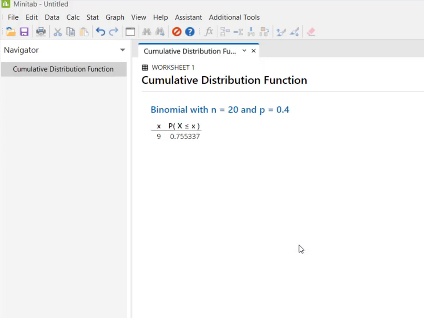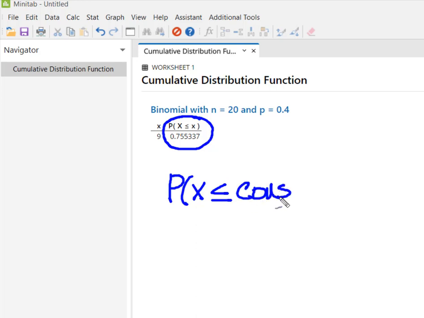And so what Minitab tells me is that the probability that 9 or fewer dragons can actually breathe fire is a little bit over 75%, or 75.53%. The important thing to remember when using this CDF in Minitab is what it actually solves for. It will always solve for the probability that X is less than or equal to whatever that input constant is that you enter in the dialog box.